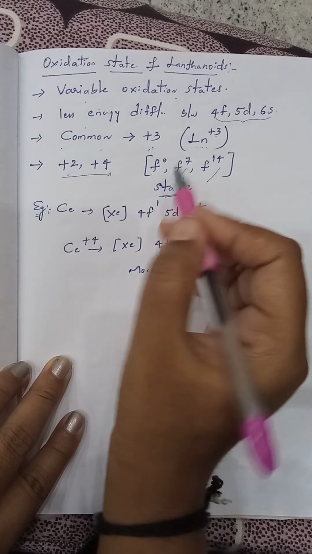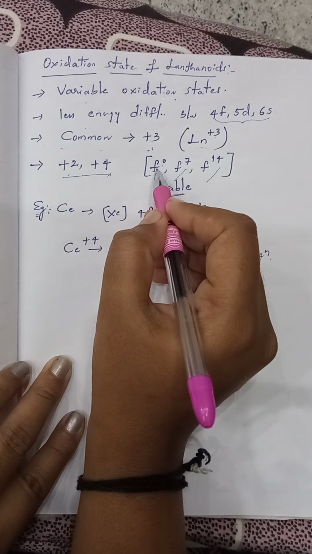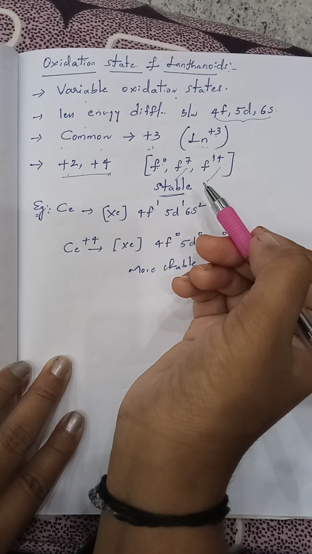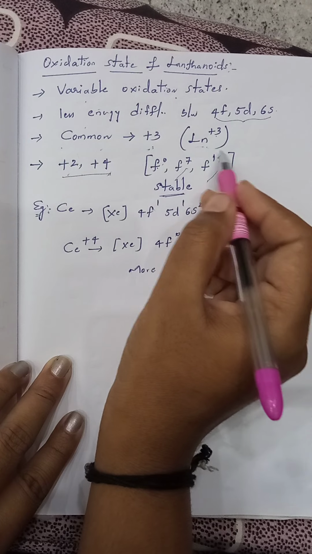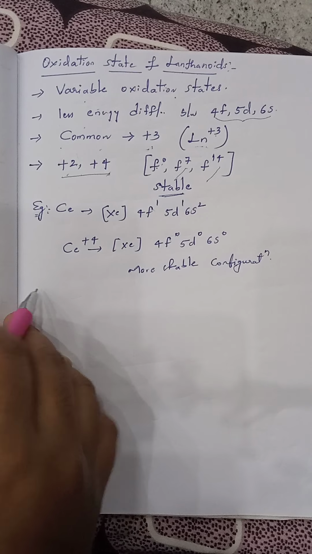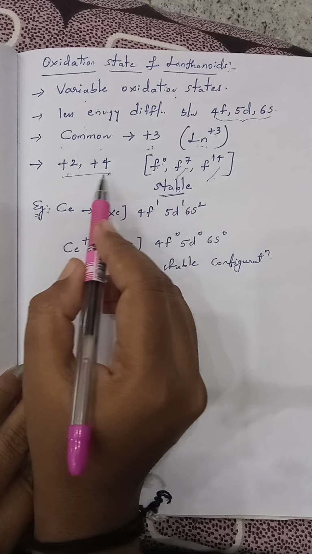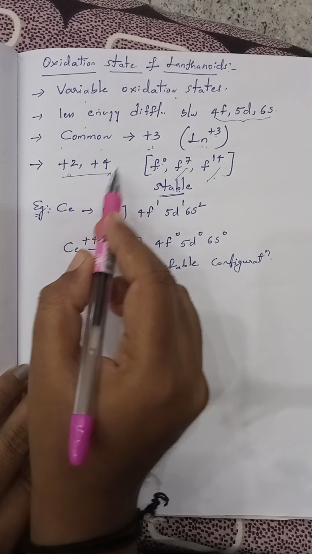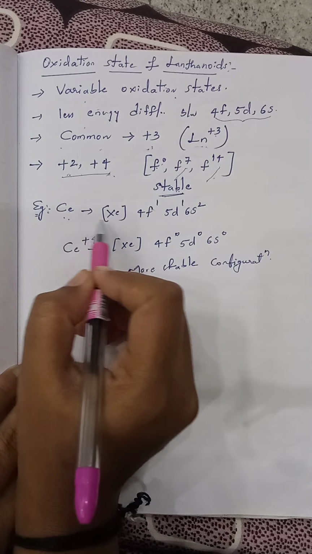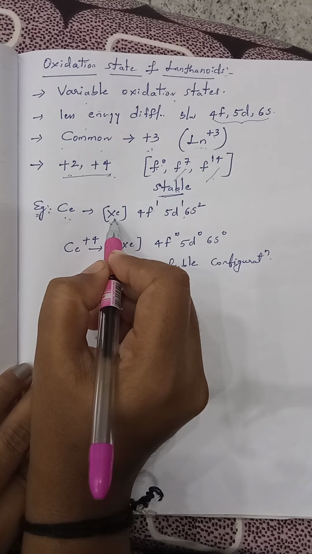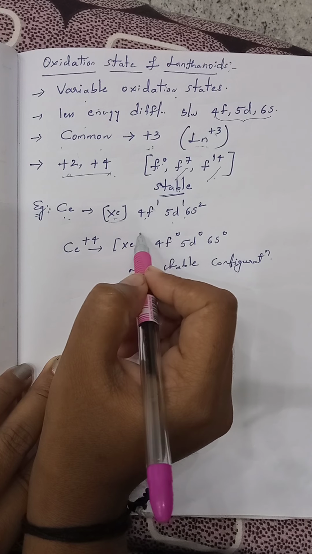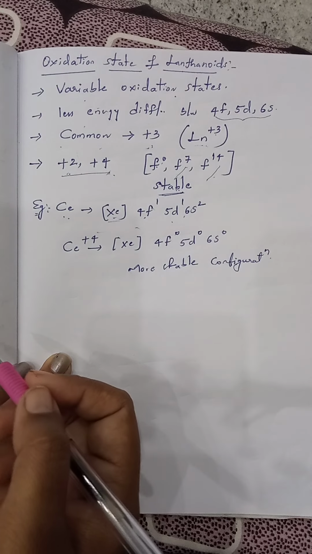attain more stability. If there is no electron in the F orbital, that is stable. If it contains 7 electrons, this is half filled configuration, and 14 electrons is completely filled configuration. Such elements are very stable. To attain the stable configuration, they may also exist in +2 and +4 oxidation states along with +3. For example, we can take cerium. Cerium configuration is xenon 4f1, 5d1, 6s2. The last electron is in the f orbital, so we can say it is an f block element.